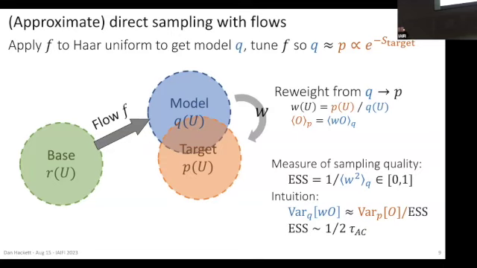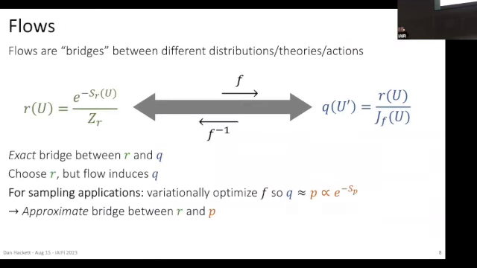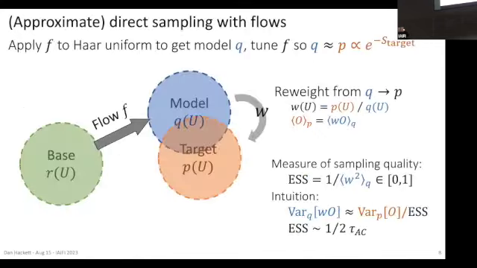So with a flow, we can compute the density. Sorry, I completely glazed over this on the last slide. The model density, this is important. We can compute the density of the model distribution in terms of the Jacobian of the flow. So as long as you structure your flow so that that's computable, you can do that.